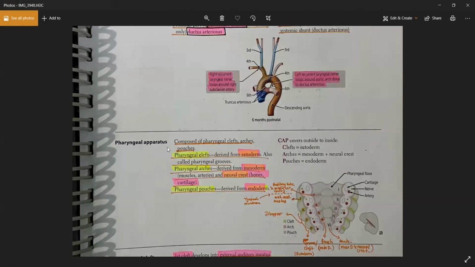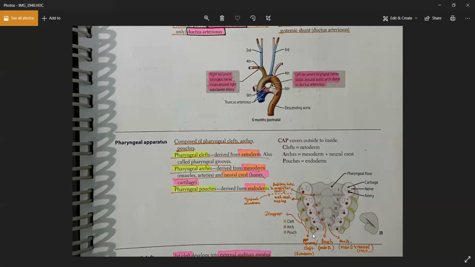Multiple layers will form this apparatus: ectoderm, mesoderm, endoderm. All these structures you see on your face and on your neck are derived from this pharyngeal apparatus. You have three things. On the outermost side, it will be the clefts. In the middle, it will be the arches. In the innermost side, it will be the pouches.